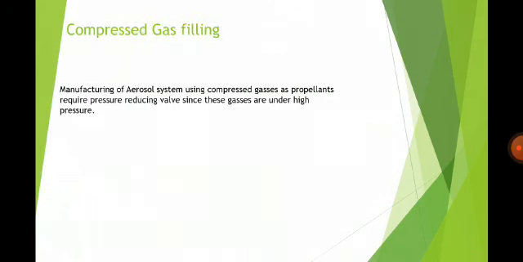Now let's see compressed gas filling method. This method obviously is used to fill compressed gases which are used as propellants. This requires pressure reducing valve since the gases are under high pressure. In this method, product concentrate is first filled into the container, valve assembly is crimped in place and entrapped air is removed by vacuum pump. Compressed gas is then passed through pressure reducing valve.